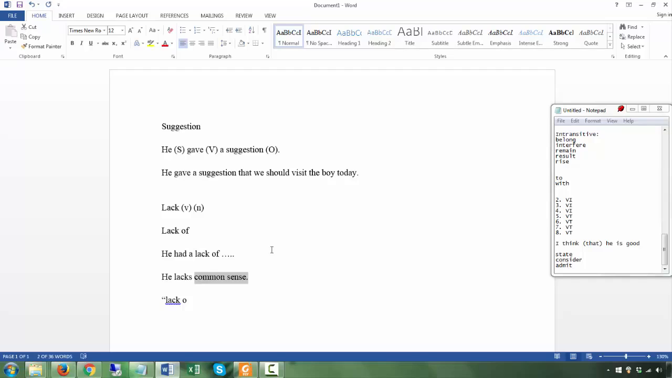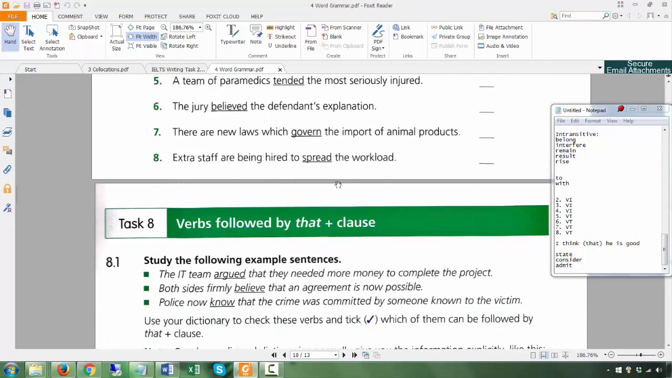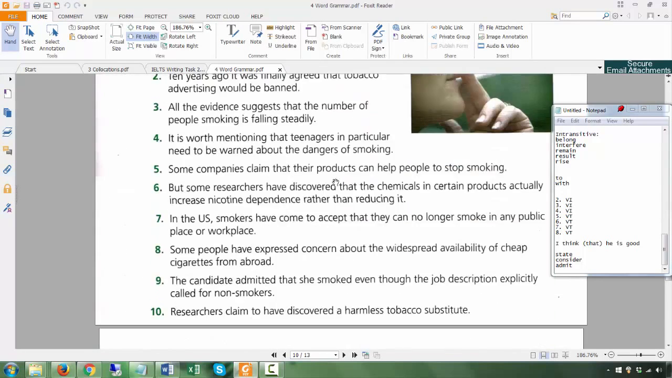So be careful. Even though you hear lack of, are you aware that when you hear lack of, the lack is being used as a noun? And if you want to write a sentence with lack as a verb, you cannot use lack of because lack is a transitive verb. So awareness, observation, noticing all these grammar points are very important if you are going to write well. Okay, so let's continue on.